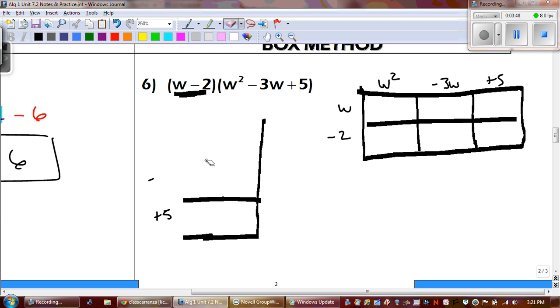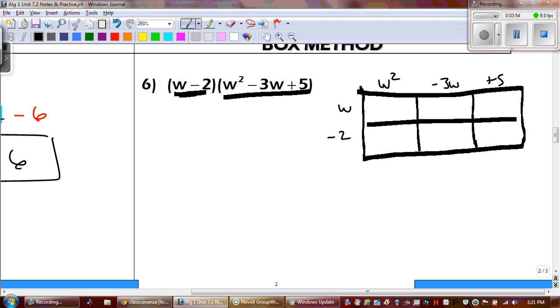Okay? I'm going to do the horizontal box. I like that one a little bit better. Okay? So, w, remember that's w to the first, times w squared gives us w cubed. All right, and now we just line up our boxes with what we're multiplying. W times negative 3w gives us negative 3w squared. Okay? W times 5 gives me positive 5w. Okay? Are you guys starting to get a hang of this?